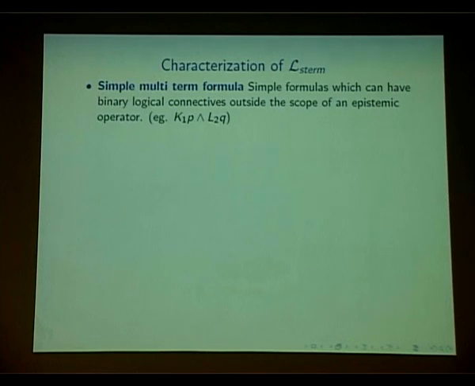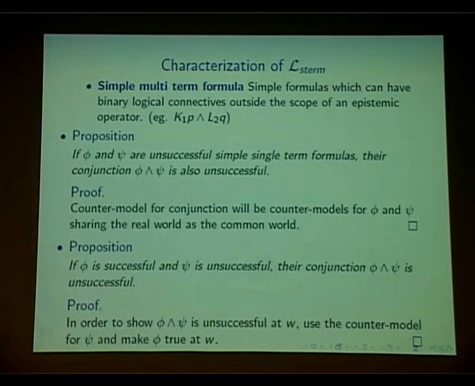So what if you look at multi-term formulas where you can have logical operators in the scope of an epistemic operator? Here, the AND that you have is not in the scope of any epistemic operator, and for these kinds of formulas, you have to reason by cases. For example, if you know that phi and psi are unsuccessful, you can show that their conjunction is also unsuccessful. Again, the idea is not very difficult. Since you know that they're unsuccessful, you use each of their counter models to construct the combined counter model, and you let them have a common world, and that actually works.